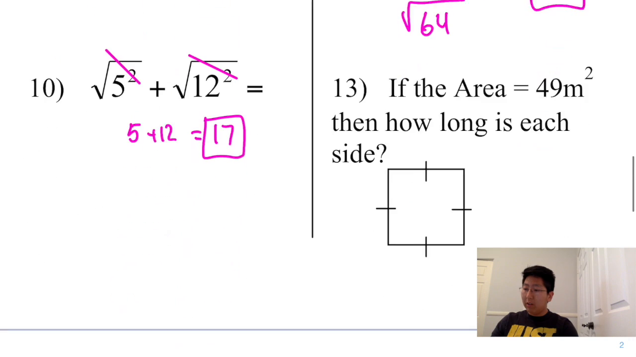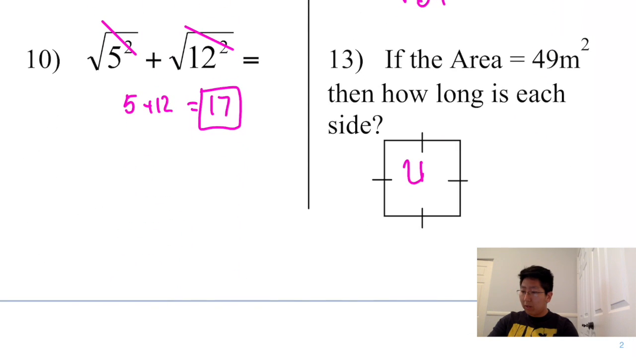Last one. If the area is 49, what number times what number equals 49? This is 7 times 7, 7 squared. So how long is each side? 7 meters long.